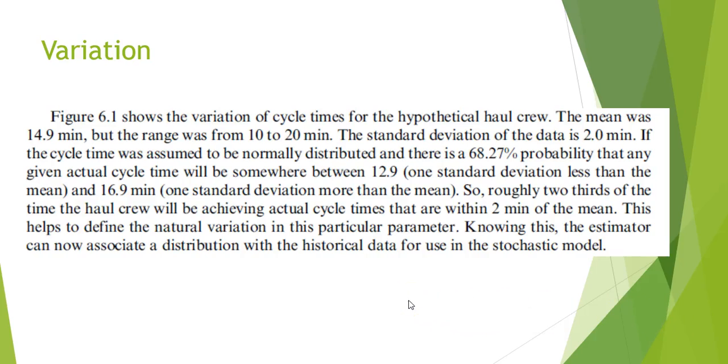And I started talking about variation already, and if we go back again, look at figure 6.1, you see the variation of cycle times for that hypothetical haul crew. And in the case of that distribution, you can see that's most likely the case just by observation. The mean was 14.9 minutes, but the values range from 10 to 20 minutes. Okay, we already saw that. The standard deviation of the data is 2 minutes. That's calculated using the standard statistical formula.